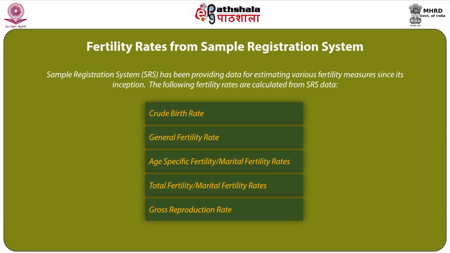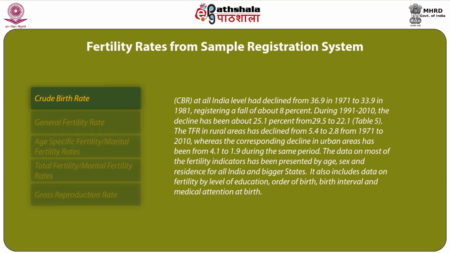Let us discuss now the fertility rates that are derived from sample registration system. Sample registration system, SRS, has been providing data for estimating various fertility measures since its inception. The following fertility rates are calculated from sample registration data: crude birth rate, general fertility rate, age specific fertility rate, marital fertility rates, total fertility rate and gross reproduction rate. Let us detail these measurements which use the sample registration system data.